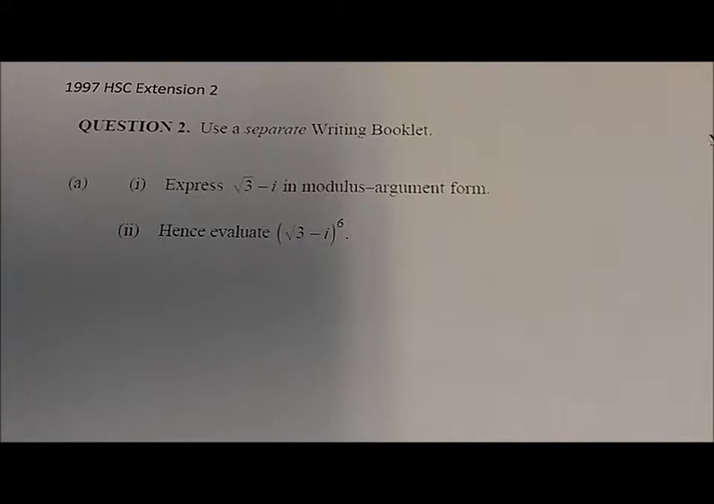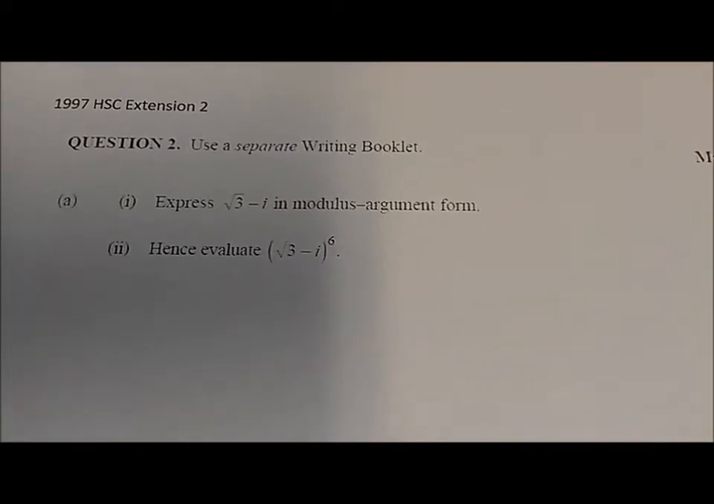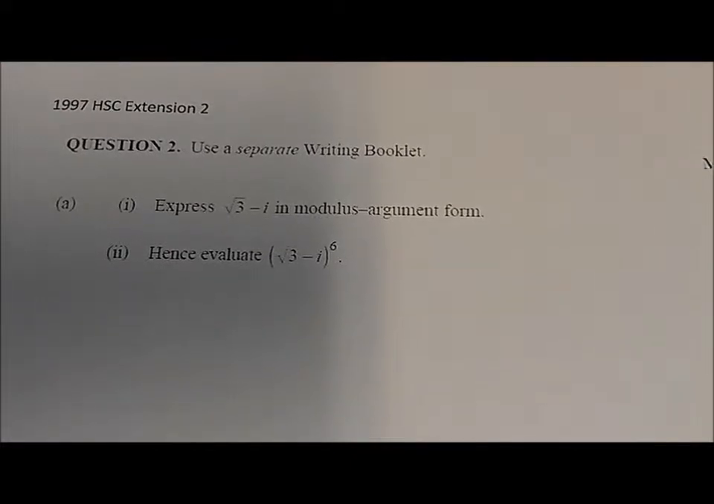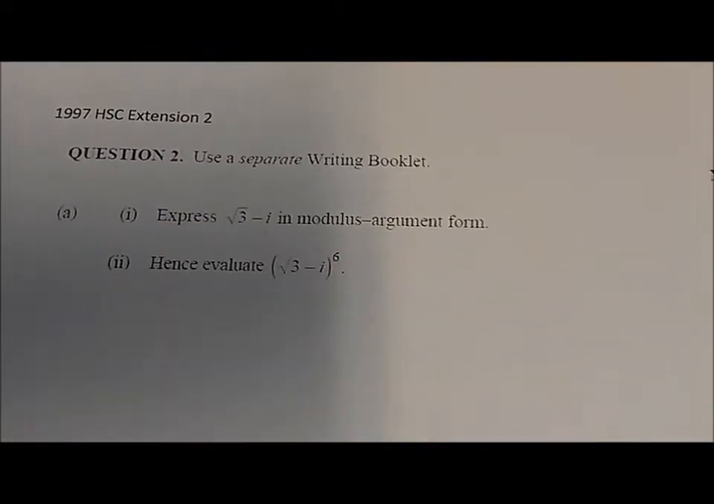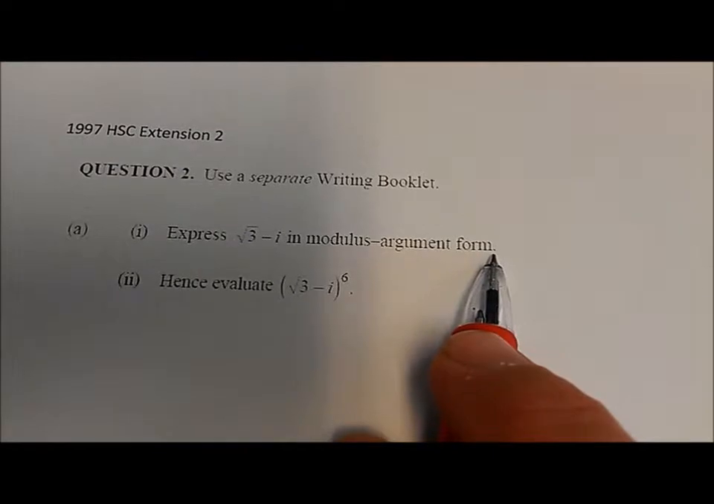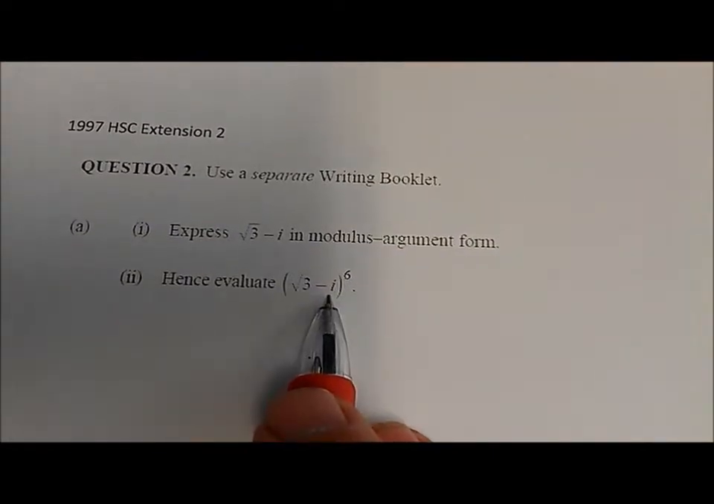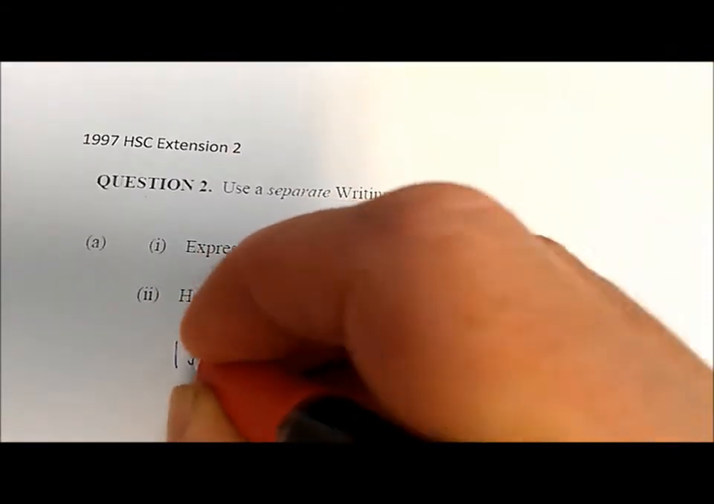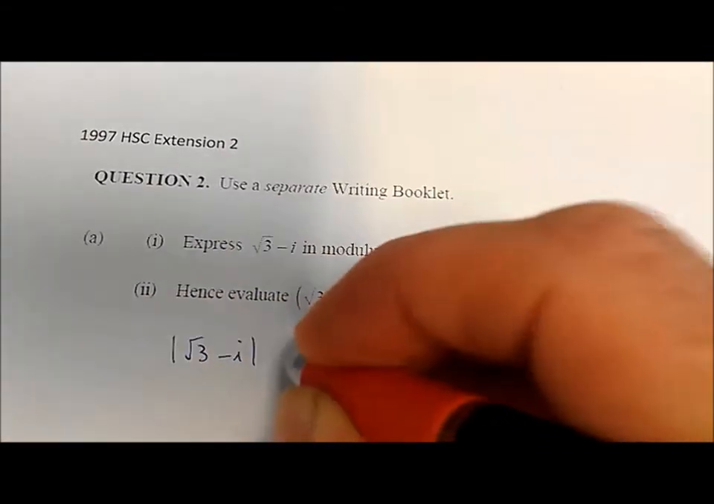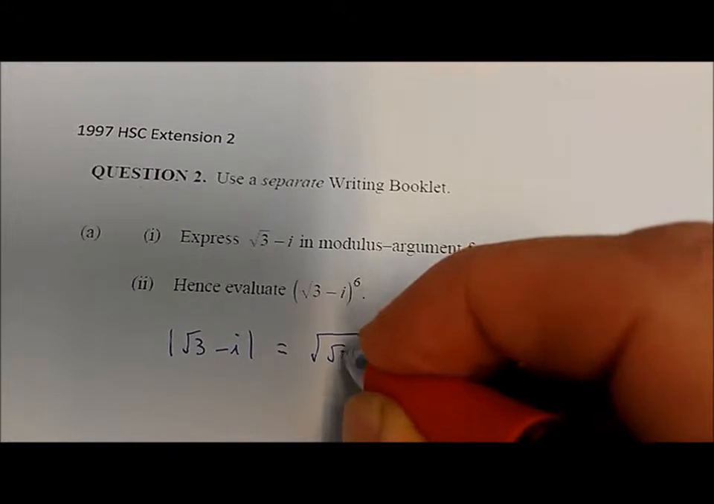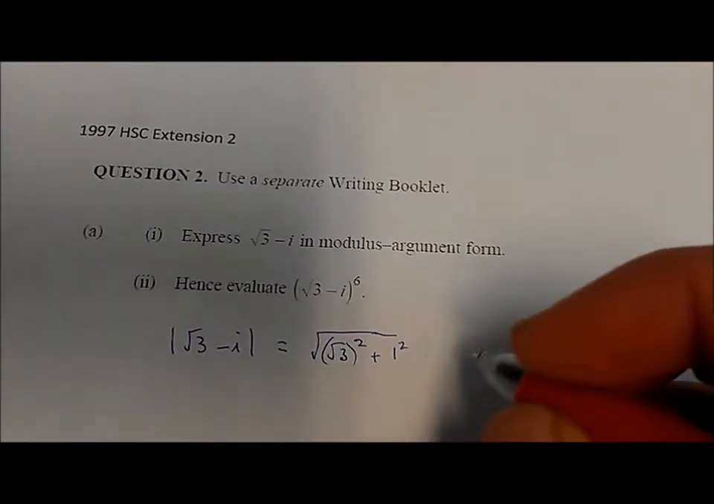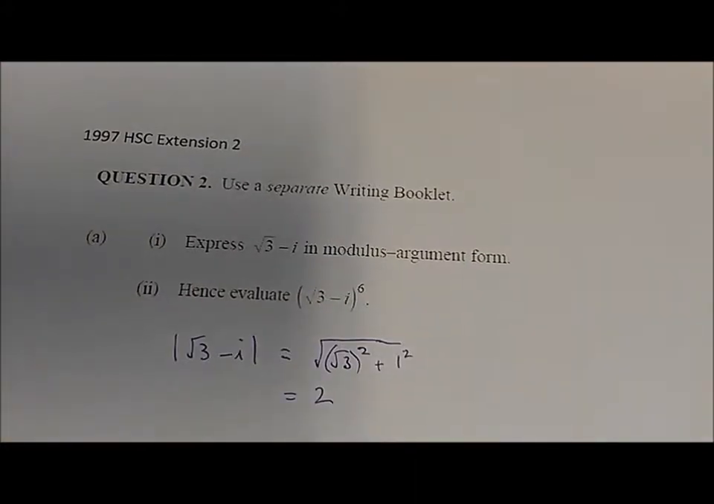Alright, here's this week's past HSC question that I've set you for homework, 1997, question 2, complex numbers. The first one was to express in mod arg form and then hence to evaluate this. Expressing that in mod arg form, the modulus of root 3 minus i is simply equal to the square root of root 3 squared plus 1 squared, x squared plus y squared, which in this case turns out to be 2.